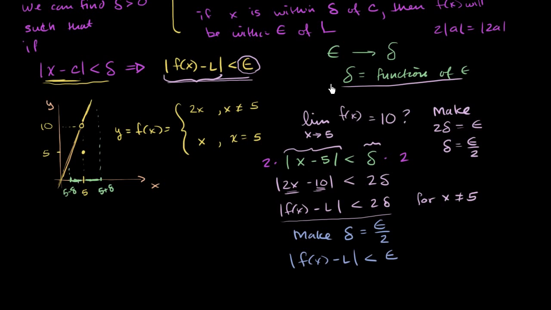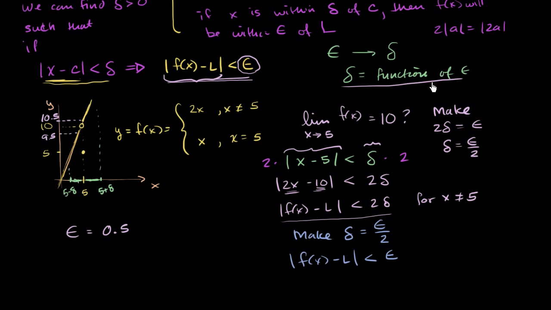If someone gives you any positive number epsilon for this function, as long as you make delta equal epsilon over 2, then for any x within that range, the corresponding f of x is going to be within epsilon of our limit. Remember, it has to be true for any positive epsilon, but you could see how the game could go. If someone gives you the epsilon, let's say they want to be within 0.5 of our limit. So our epsilon is 0.5, and I want to be between 10 plus epsilon, which is 10.5, and 10 minus epsilon, which is 9.5.